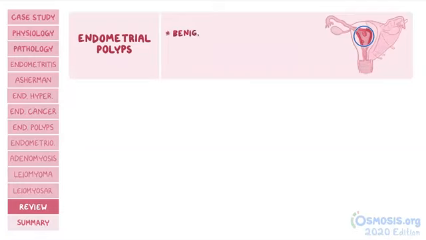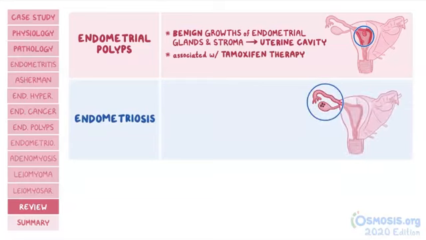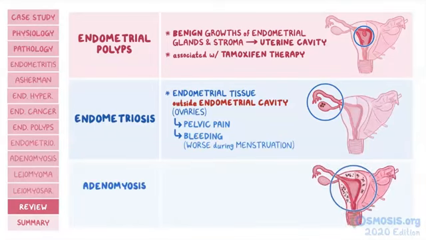Endometrial polyps are benign growths of the endometrial glands and stroma that protrude into the uterine cavity and are commonly associated with tamoxifen therapy. Endometriosis refers to the presence of endometrial tissue outside the endometrial cavity, usually on the ovaries, causing pelvic pain and bleeding that gets worse during menstruation. A specific form of endometriosis is adenomyosis, in which there is endometrial tissue inside the myometrium.